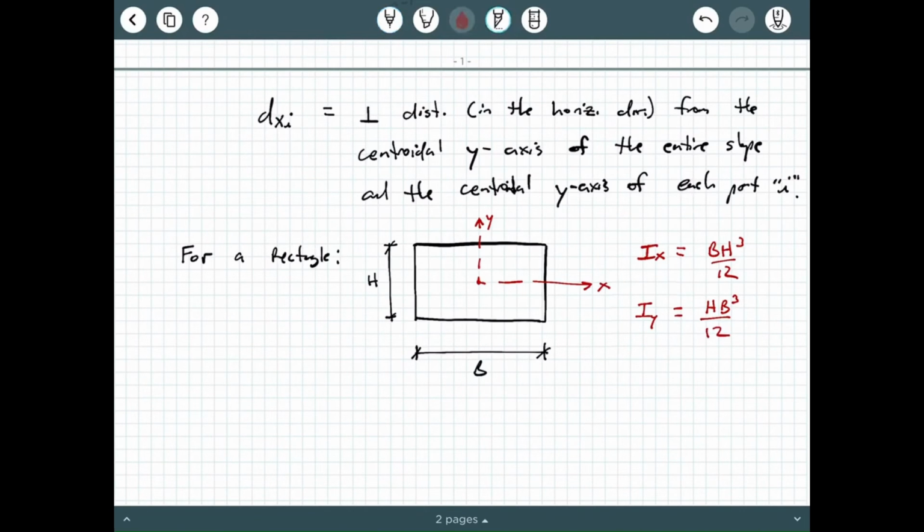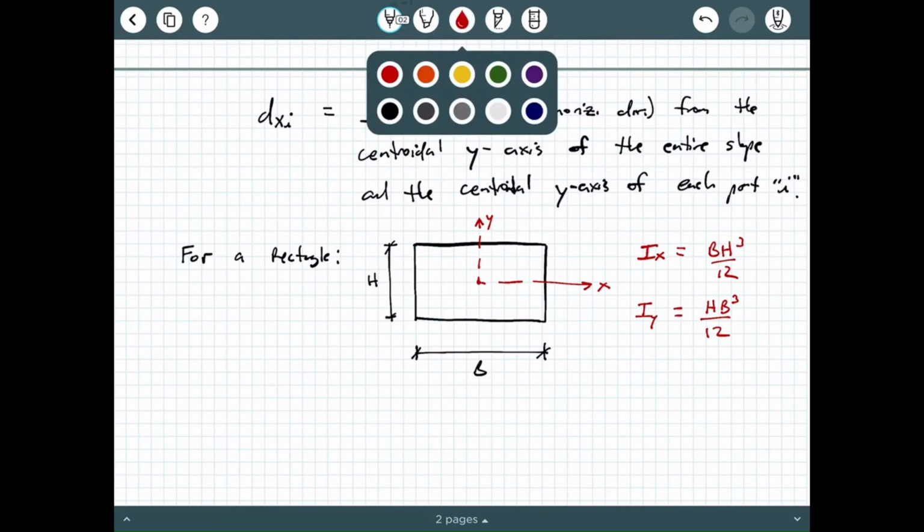One way some people like to think about these formulas, because they're kind of similar, but they are different: you have bh cubed over 12 plus hb cubed over 12. Some people think of it as you take this rectangle and you flip it 90 degrees, and it's kind of the same formula, but if you flip this 90 degrees, then h becomes the base, okay? So that's for a simple rectangle.